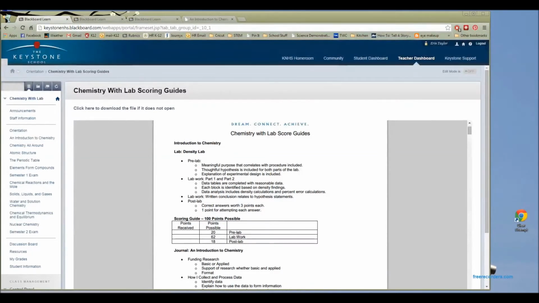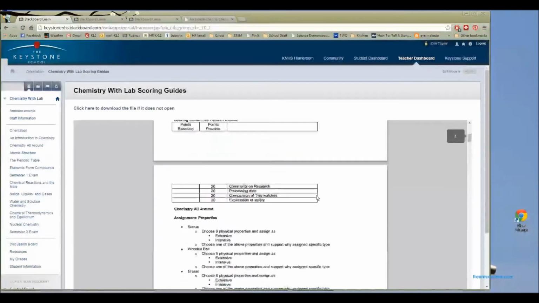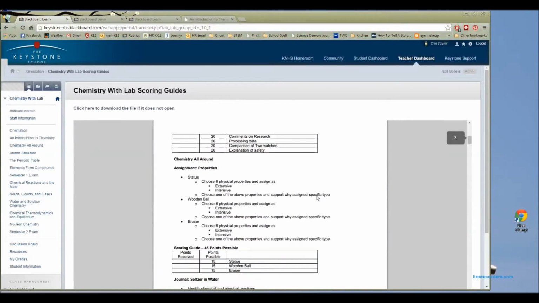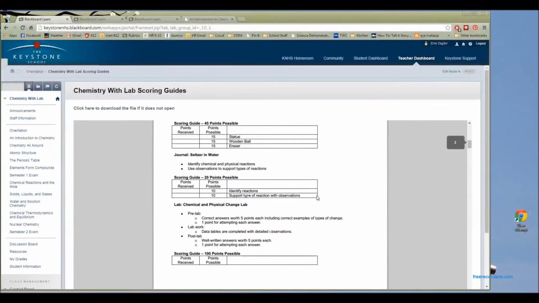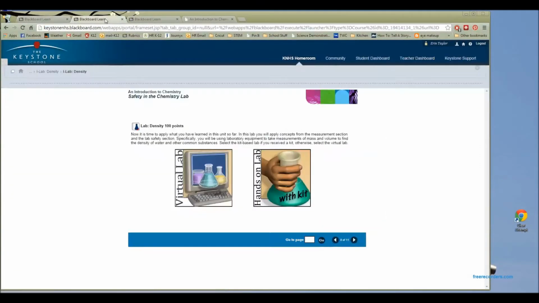So according to your scoring guide, your pre-lab is worth 20 points. The lab work is worth most of your lab, the 20 points. And your post-lab is worth 18 points. And if you go to this document, you can scroll down and you see what I use to grade all of the assignments for the entire course. And up here you can download it. So, moving on to the Density Lab.